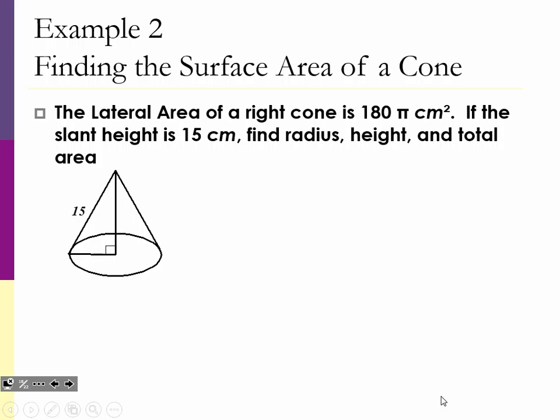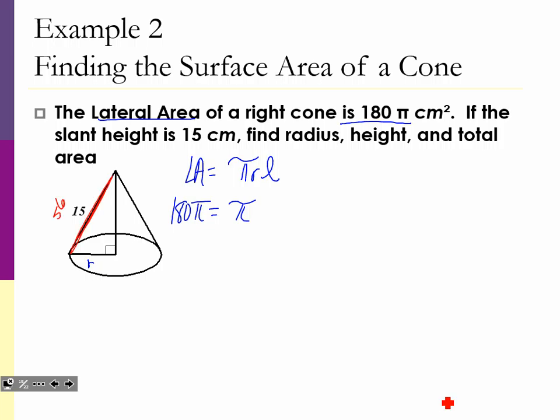Example 2: the lateral area of a right cone is 180π centimeters squared. If the slant height is 15, find the radius, the height, and the total area. So we need to find the radius using the formula for lateral area. LA, which is lateral area, is π times the radius times L. Since I already know the lateral area is 180π, I'm going to put that here, and I know this 15 represents the slant height.